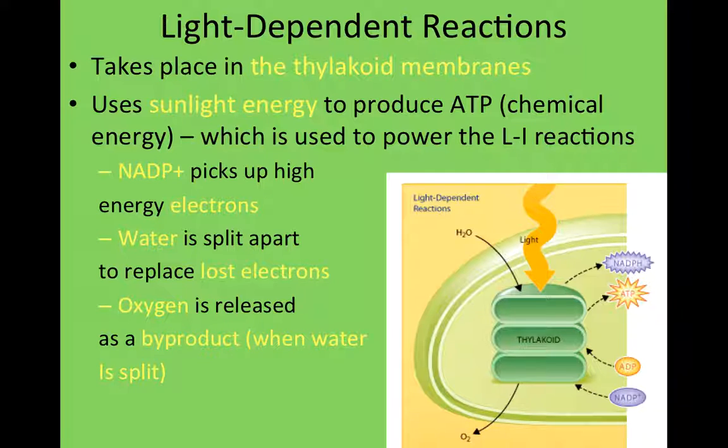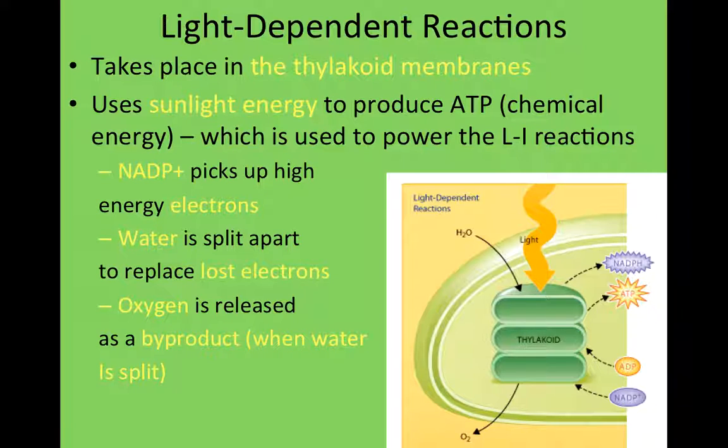That sunlight energy is used to produce ATP, which you saw a couple slides ago. That ATP will then be transported to the light-independent reactions. As you can see on this diagram, the arrow is going away from the thylakoid. One of those arrows contains ATP.